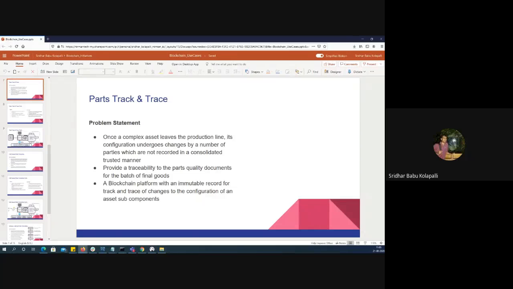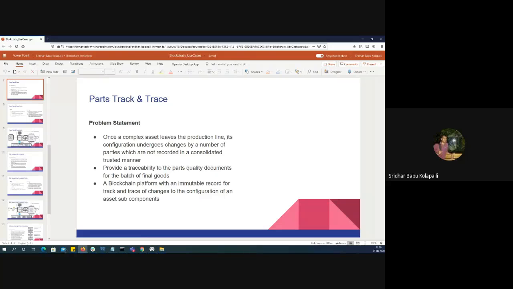So the importance here is how do I enable traceability of where exactly the part went into the turbo, into the respective car. If you have the traceability maintained, in case of any quality issues, we know that this batch of actuators has an issue.